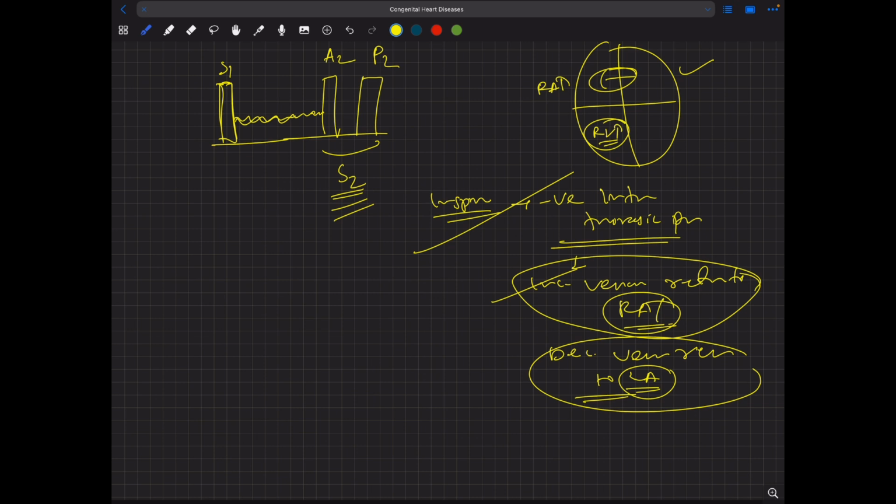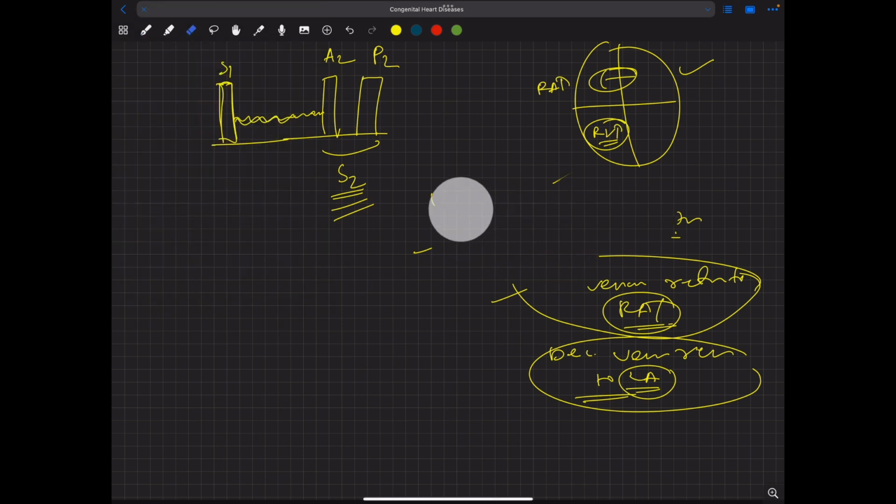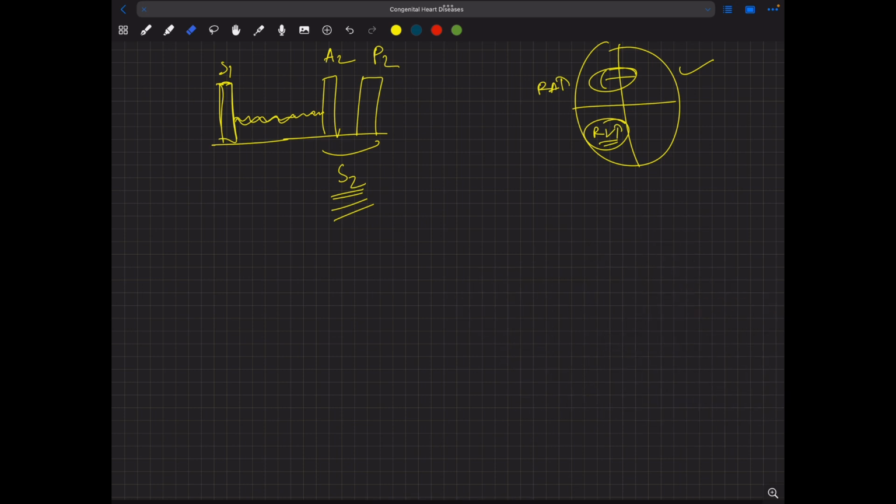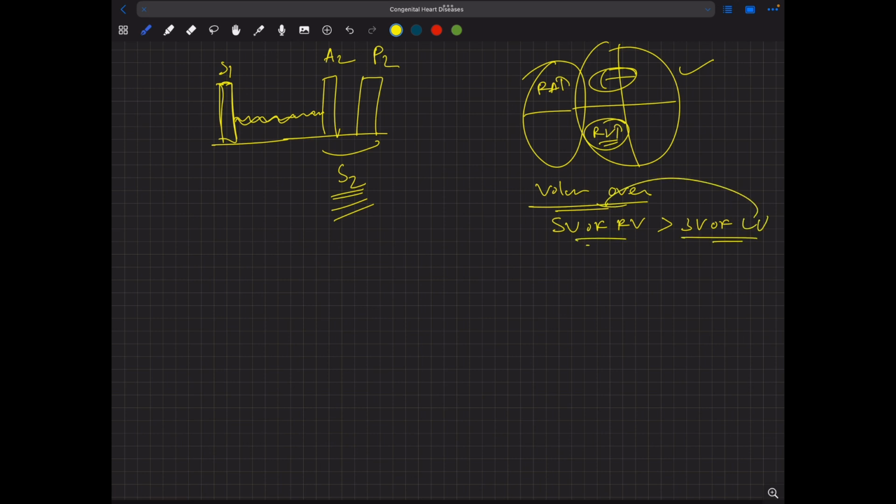Now what happens in case of ASD? I told you that in ASD there is volume overload in the right side of the heart, in the right atrium or right ventricle. So obviously the stroke volume of the right ventricle is more than the stroke volume of the left ventricle because the blood from the left side is shunted to the right side. So the stroke volume of the left ventricle will be less and the stroke volume of the right ventricle will be more.